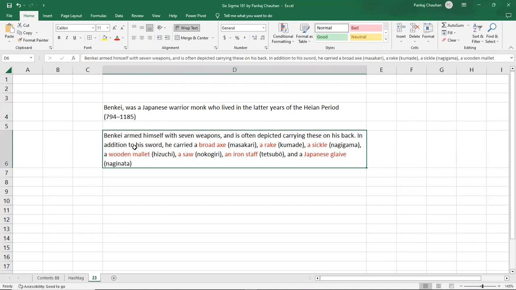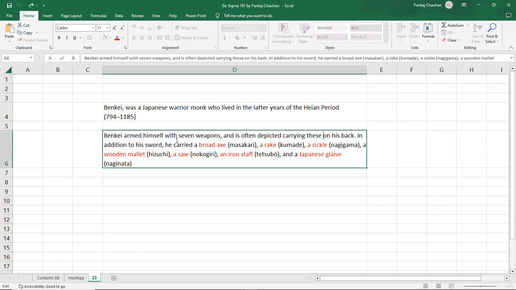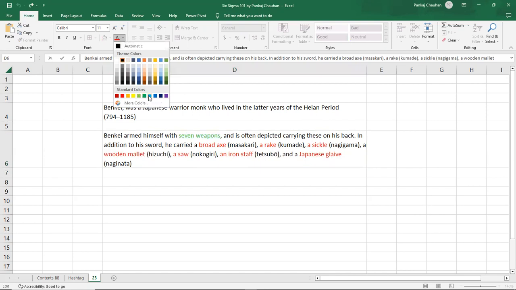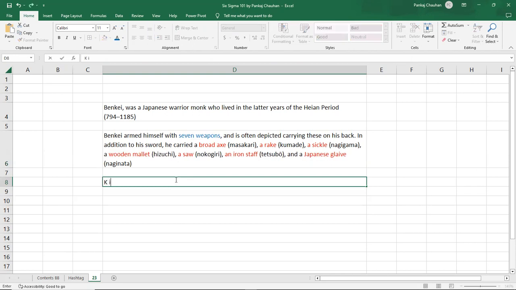Benkei was a person who used to arm himself with 7 weapons and was often depicted carrying these on his back always, which was in addition to his sword: an axe and rake, a sickle, wooden mallet, a saw, iron staff, and a Japanese glaive. So the name comes from the fact that he used to carry these 7 weapons. And basically that was the origin of the 7QC tool, which was used as an inspiration by Mr. K. Ishikawa.